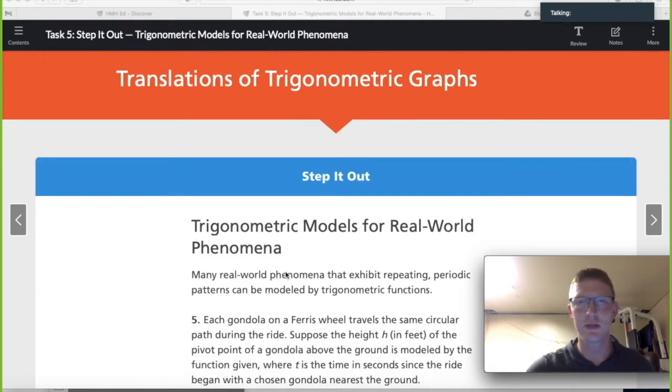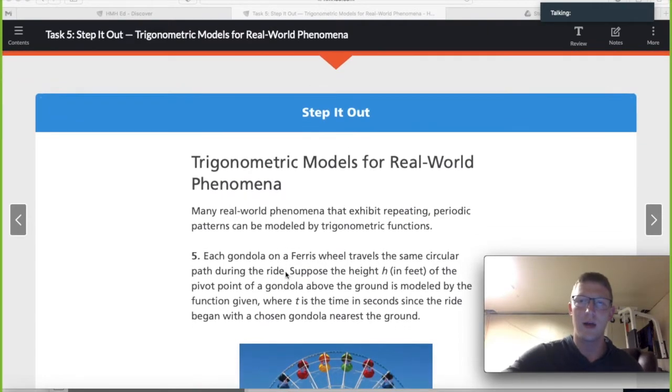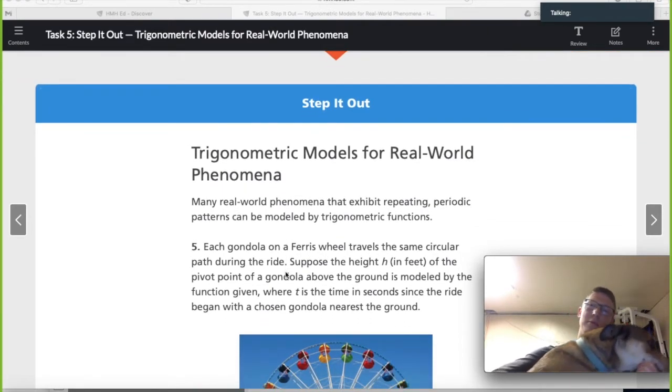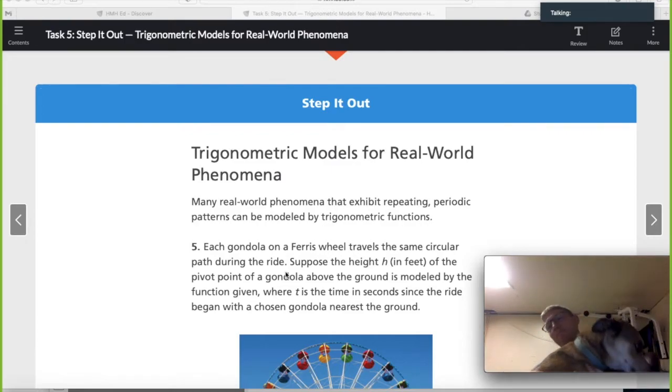So, trigonometric models for real world phenomena. For example, how to deal with an overbearing German Shepherd. Go away, Rudy.